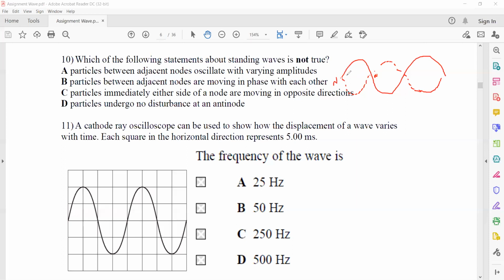That's true. For example, if I say particle A, particle B, particle C, D, E, they have different amplitudes. Amplitude means the maximum displacement which they cover, the distance from the mean position to the extreme position. So you can clearly see their amplitude is different. So A is a true statement, not wrong. Particles between the adjacent nodes are moving in phase with each other. Yes, they are moving in the same manner. That's true.